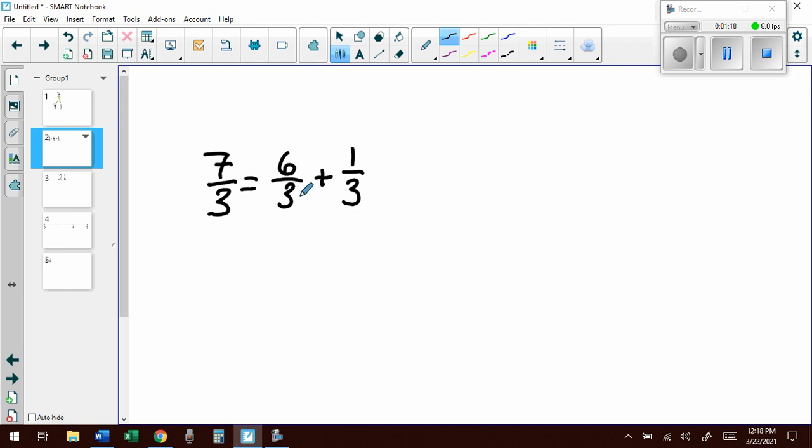And you noticed, by counting on your fingers, that 3/3 is 1 whole, and 6/3 is 2 wholes. So you had 2 whole pieces plus an extra 1/3.